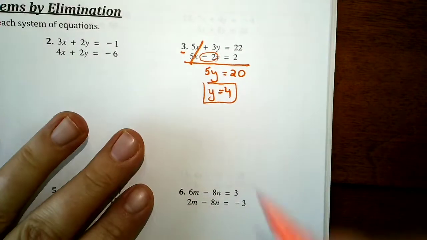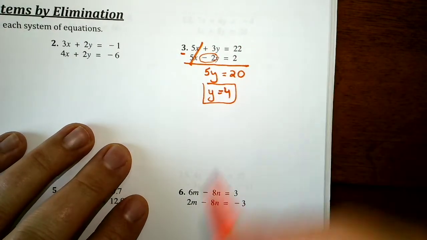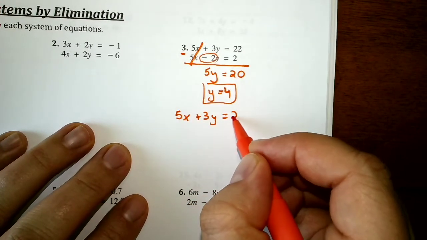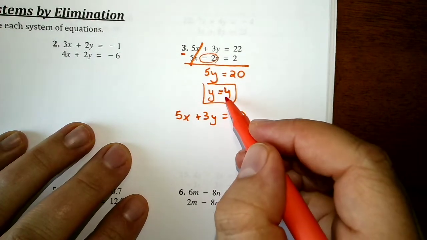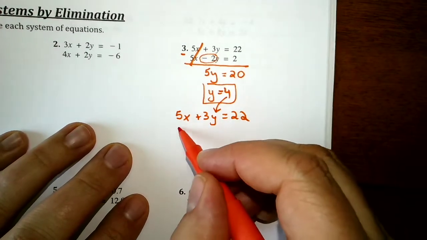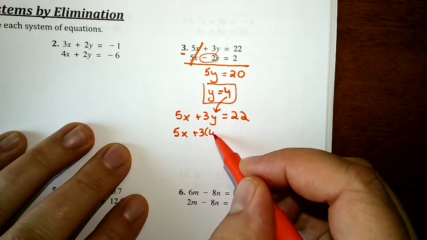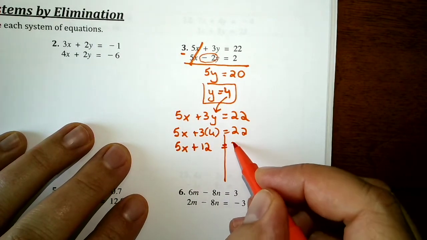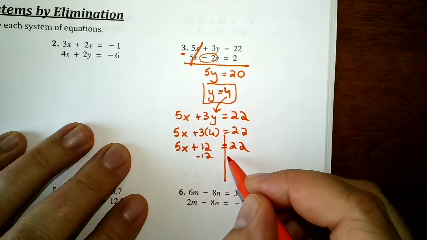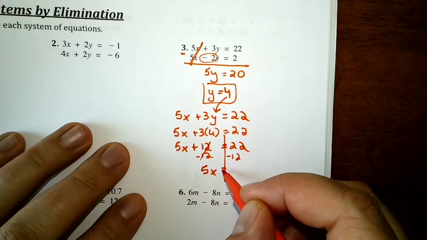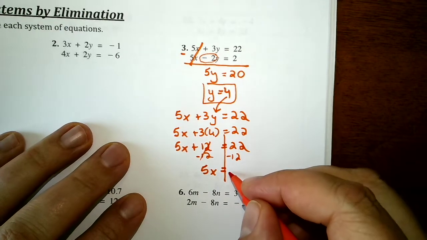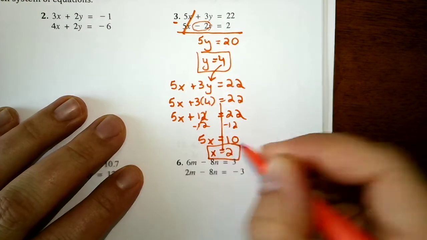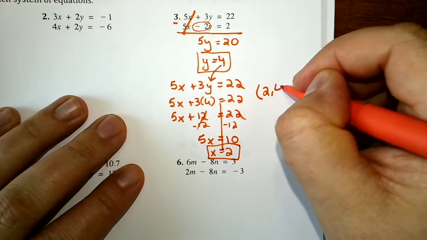Once you have one of your variables, you can pick the equation you want and plug it back in. So if I do 5x plus 3y equals 22, I'm going to plug in here. So 5x plus 3 times 4 equals 22. 5x plus 12. So 5x equals 10, and x equals 2. So they will intersect at the point 2, 4.